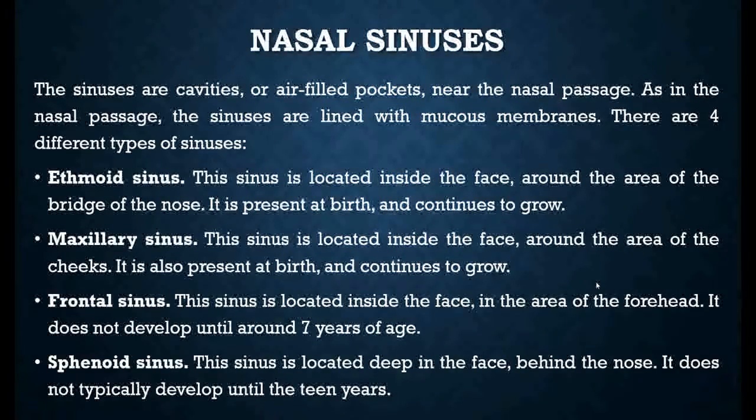Then comes the frontal sinus, which is present again inside the face but at the forehead. It starts to develop around 7 years of age. Before 7 years of age, it is not present. Next comes the sphenoid sinus. This is present very deep inside your face and behind your nose. It starts to develop around 10 to 15 years of age, not before that.